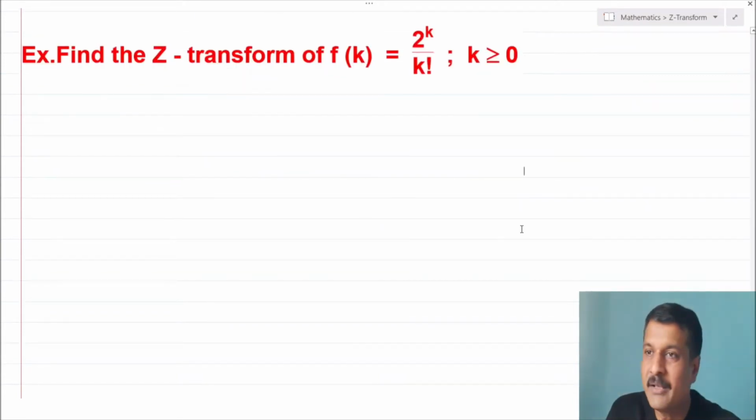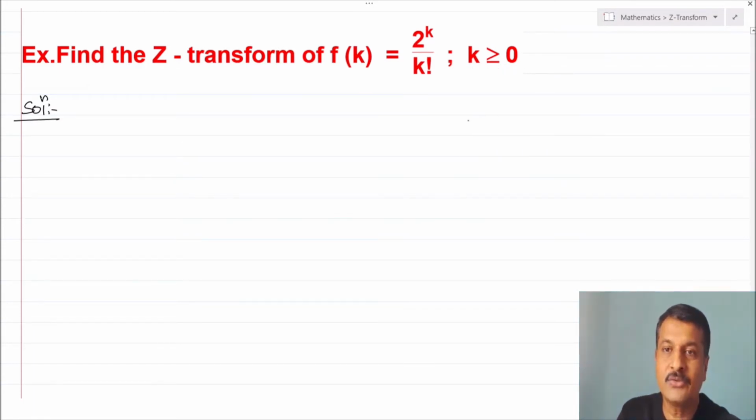So example, find the z transform of f of k equal to 2 raised to k upon k factorial, where k is greater than or equal to 0. I suggest that when the factorial term is there, instead of the direct formula, a raised to k upon k factorial, k greater than or equal to 0, which for MCQ is okay to use, here use the definition of Z transform.